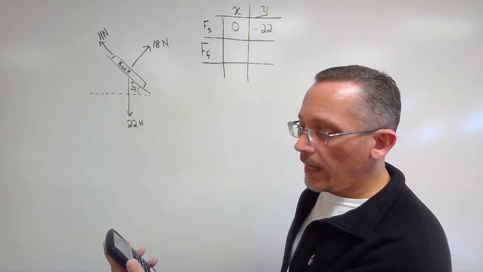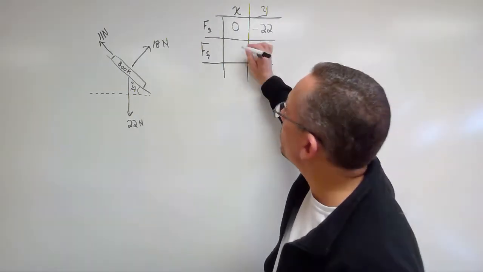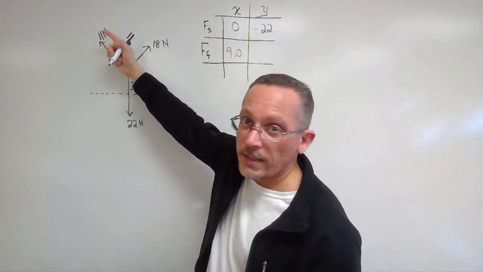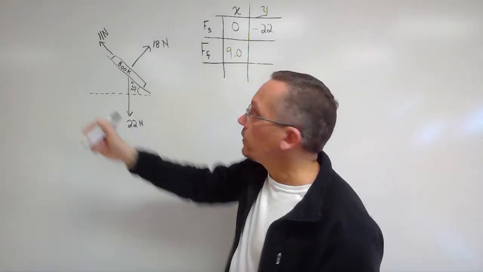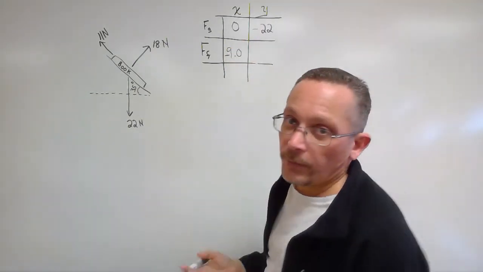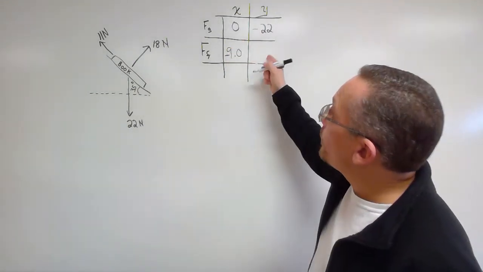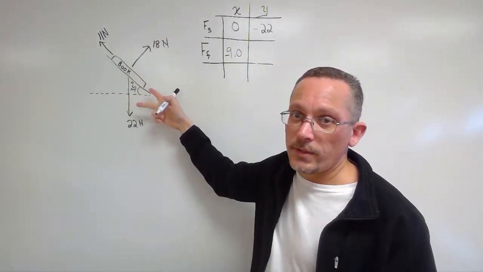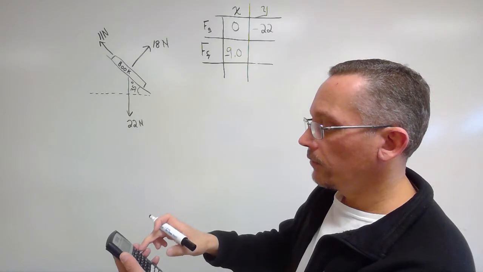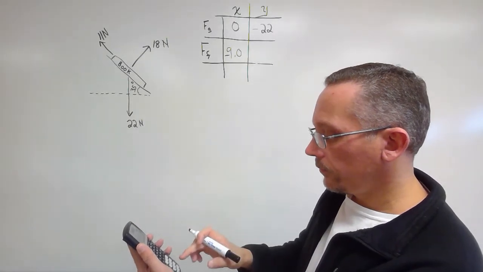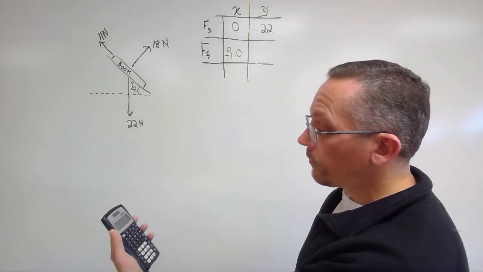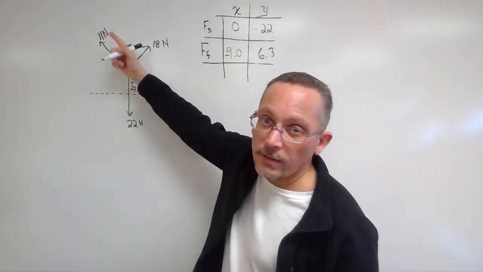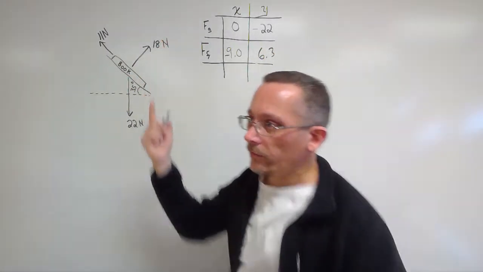And I get 9.0. We need two significant figures. 9.0. Now let's keep in mind that that's acting in the negative direction. So I'll make it negative. To figure out the vertical component, we'll do 11 times the sine of 35. Two significant figures, we'll call that 6.3. And since that's upward, upward is in the positive direction, right? So positive.